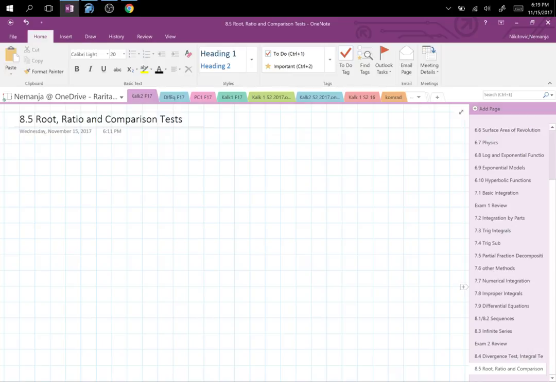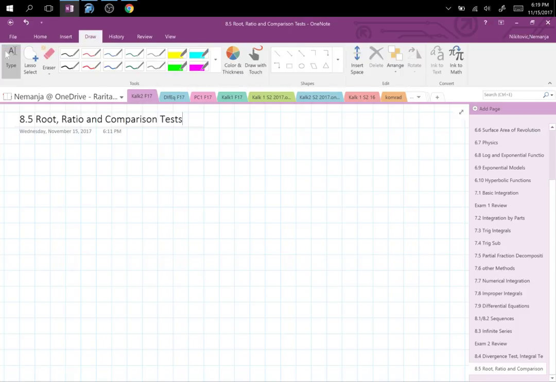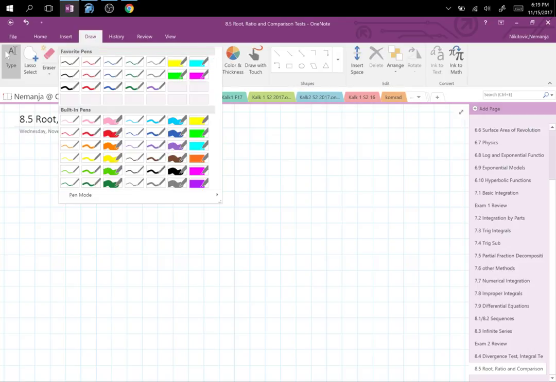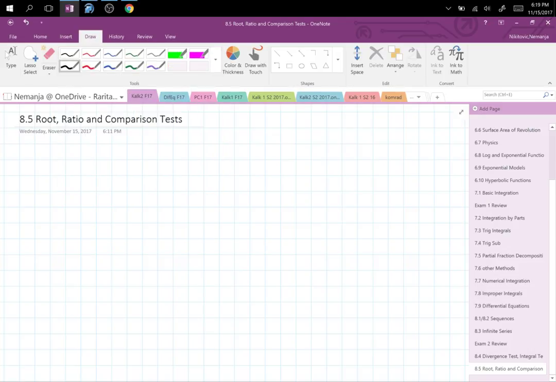Hello and welcome back to Calculus 2, section 8.5. We're talking about ratio test, root test, and two comparison tests, direct comparison and limit comparison. Now, we start with a ratio test, which is a very interesting test. And this test will be actually used again in chapter 9.